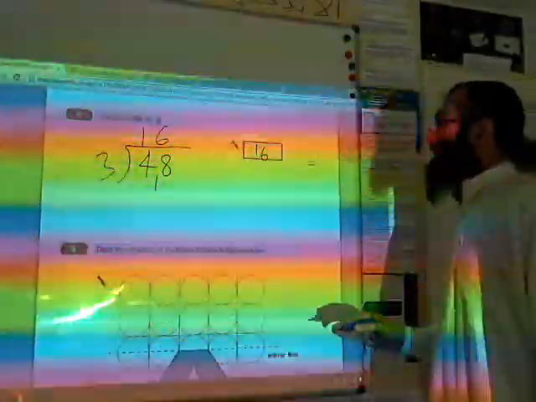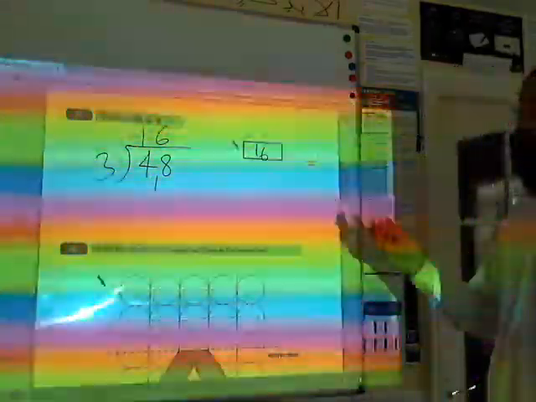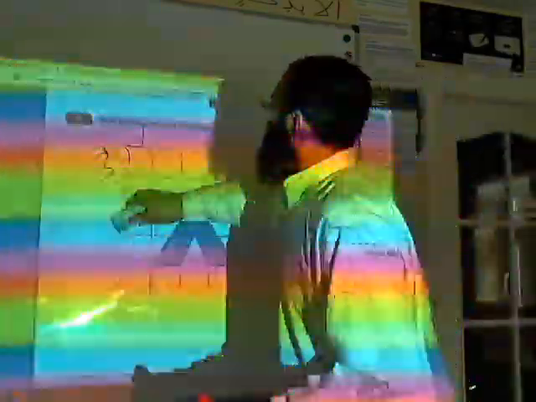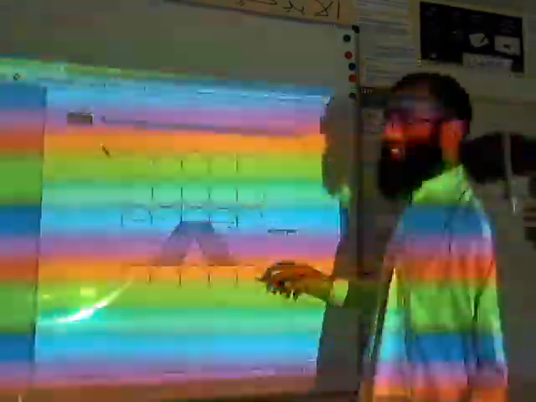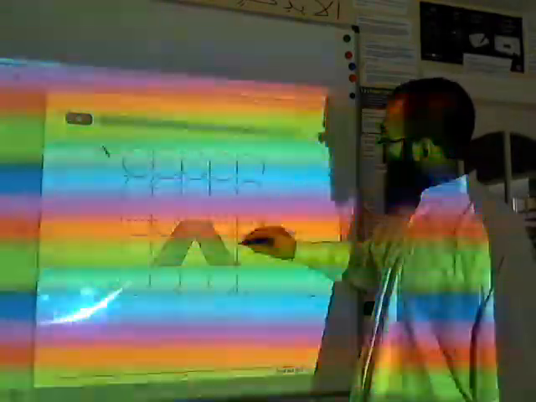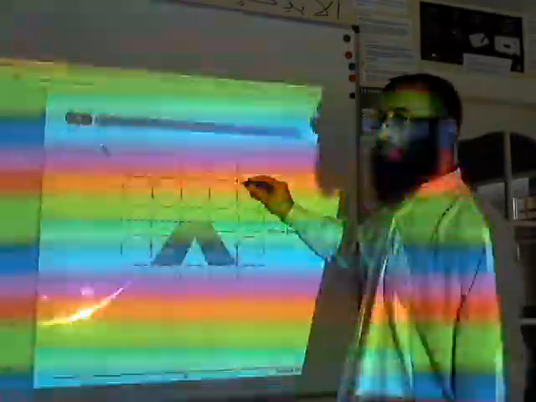Okay, question number 8 says, draw the reflection of the shaded shape in the middle line. Can we take up, please? Now, reflection is all about distance. So we look at this point here. How far is it from the middle line? 1.5. So there's a half, there's 1. So that point will go over there.